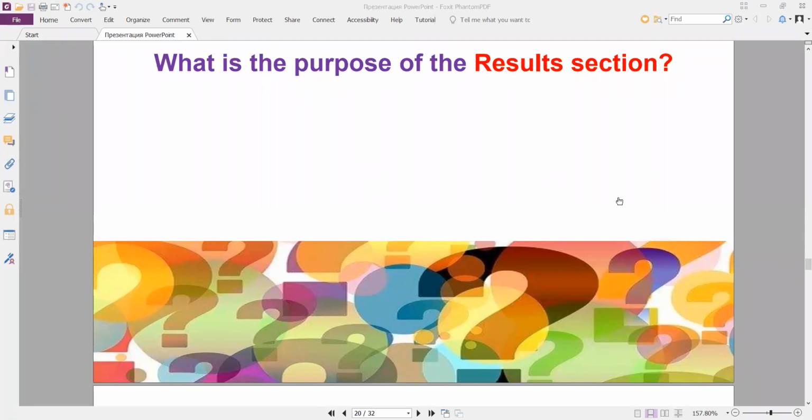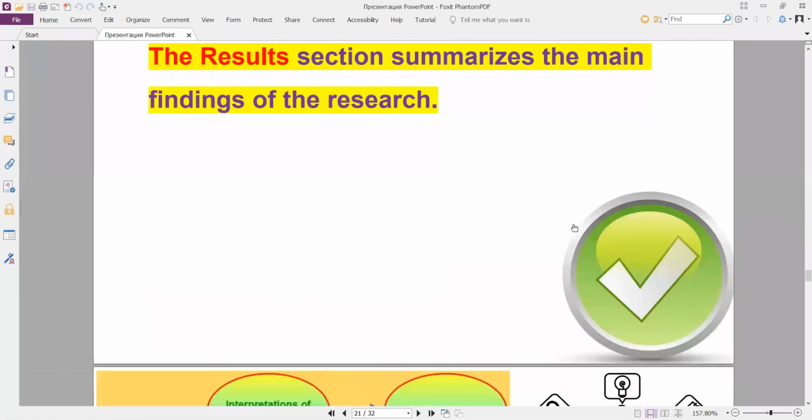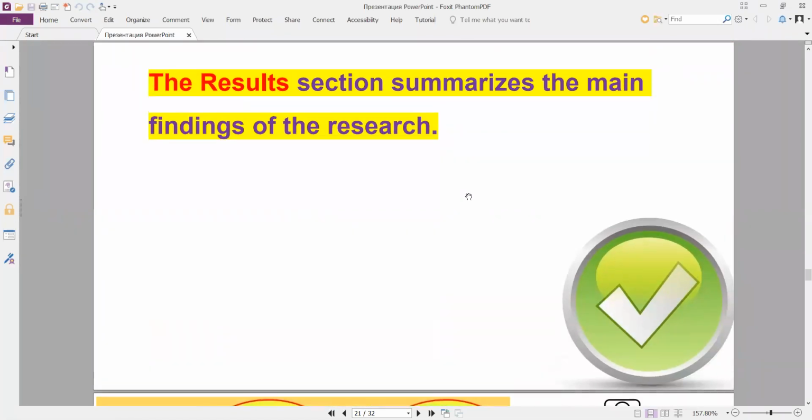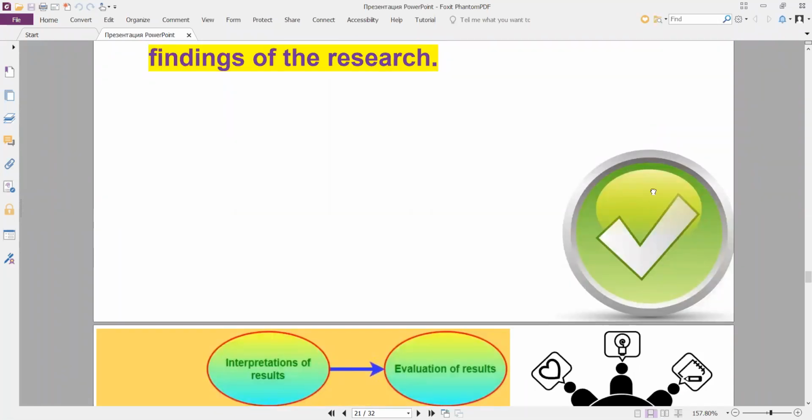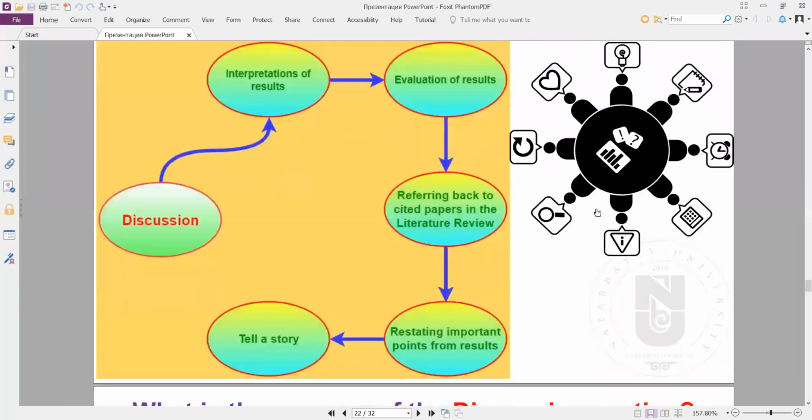Absolutely. Okay, now the results section summarizes the main findings of the research. So this is how you can just memorize how to refer to this part, simply. Okay, great. Now let's move on to the discussion part.